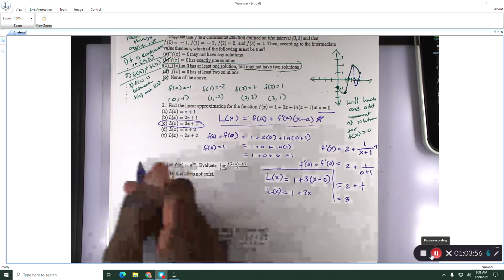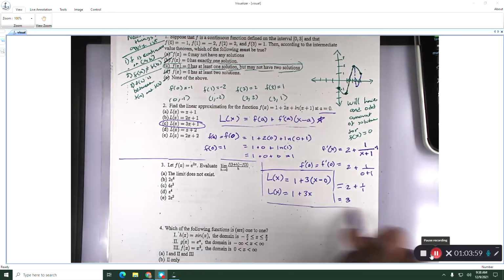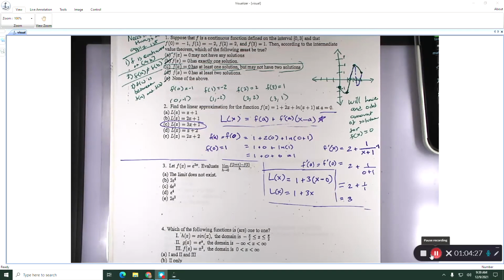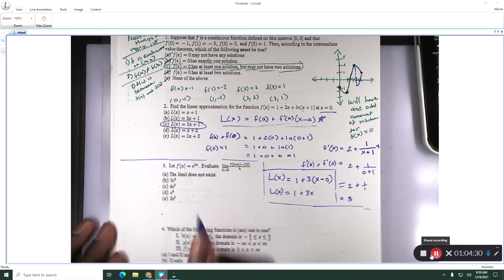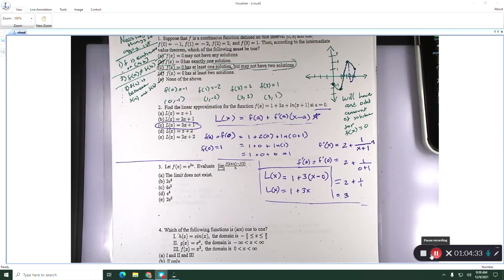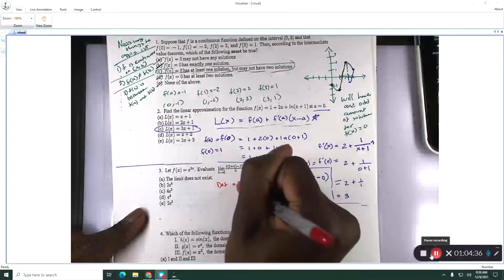All right. The next problem, to save a little bit of time, I am going to do it the short way. Now there's a long way that you could do. You can go ahead and say, all right, it wants me to evaluate the limit as h approaches 0 of f of 2 plus h minus f of 2 over h. I can go ahead and substitute my function in and evaluate everything. But what this is testing is your conceptual knowledge, right? You're dealing with the definition of the derivative here, right? So you have to recognize that. The definition of the derivative.